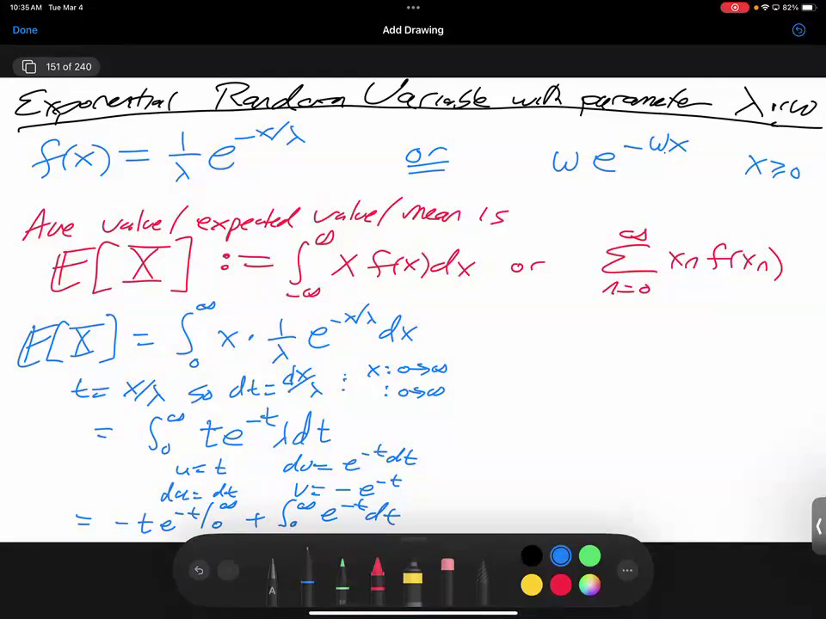What is negative t e to the minus t at 0 and infinity? At 0, it's just 0. And at infinity, I've got e to the minus infinity, which is decaying much faster than t is growing. So does everyone agree that the boundary term is just 0? And now I'm just integrating e to the minus t from 0 to infinity, that you can just do, and you can see that that equals 1. So since I have this extra lambda over here, I see that this integral is just equal to lambda.